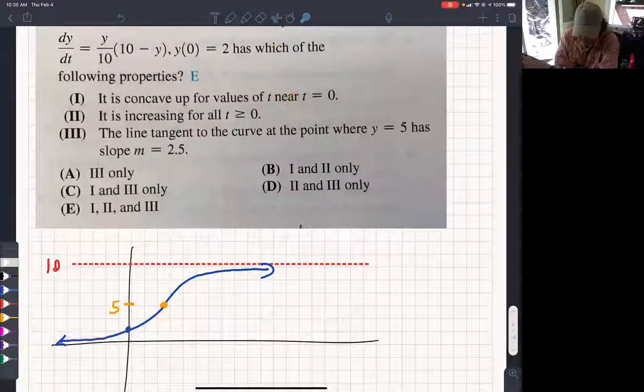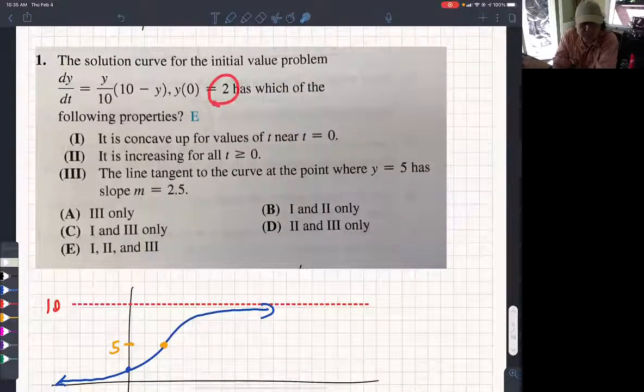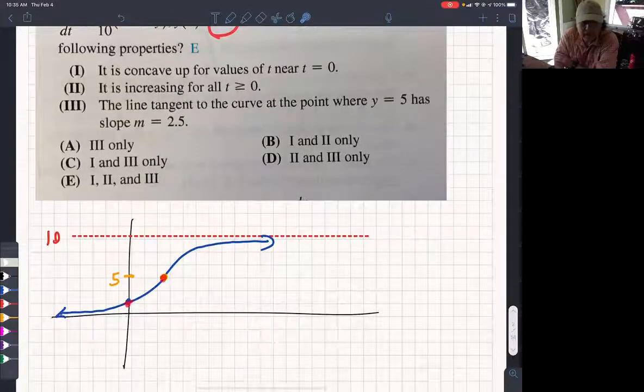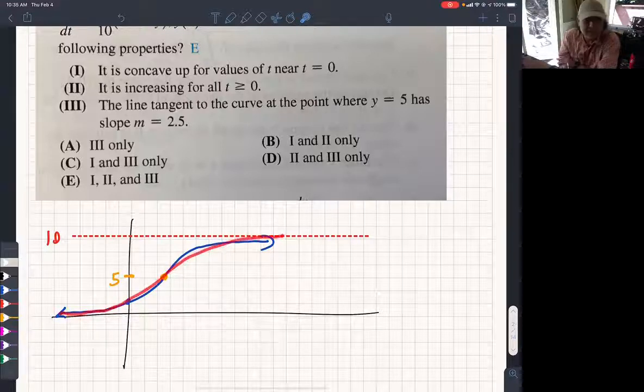Okay? In fact, how do you know that? Your starting population was 2, which is before the maximum growth rate. Concave up, that's true. Then you should know all logistic growth is always increasing. Know what the graph looks like. It never decreases, it always is increasing.